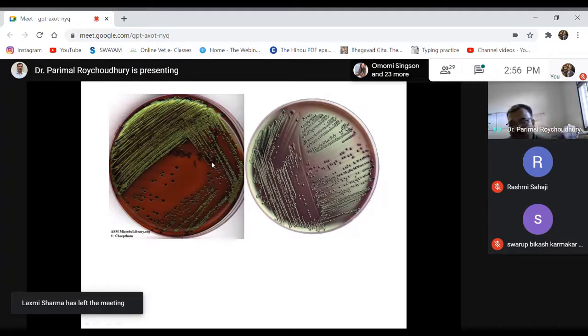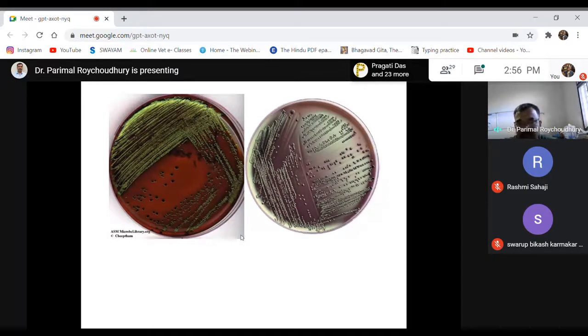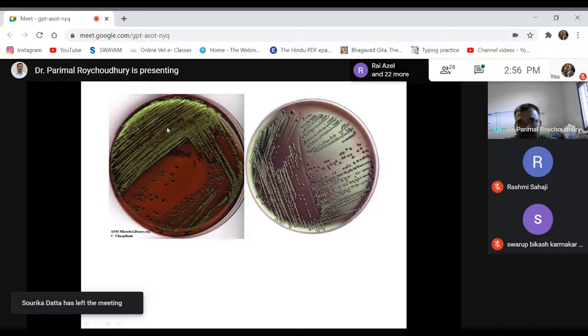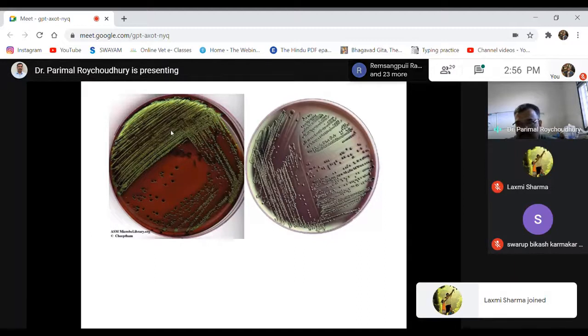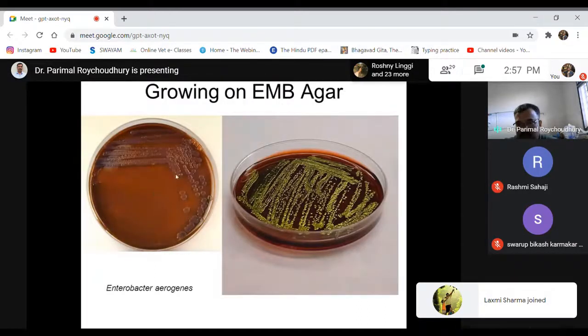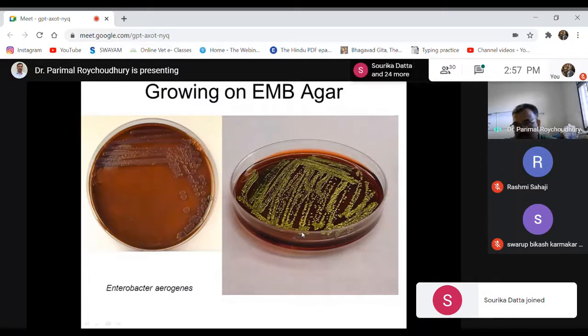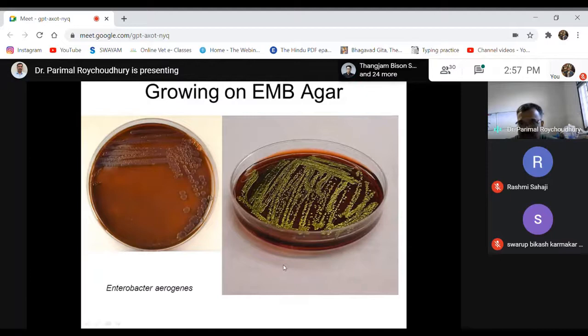So if you want to isolate Escherichia coli from a urine sample or any other stool sample, straight away you can inoculate into the eosin methylene blue agar. And if any colonies are shining like this, we can say almost for sure that this is Escherichia coli. You can see there is no metallic sheen produced by Enterobacter aerogenes, and here is the metallic sheen produced by Escherichia coli. So this kind of media helps us in identification and in the process of disease diagnosis.